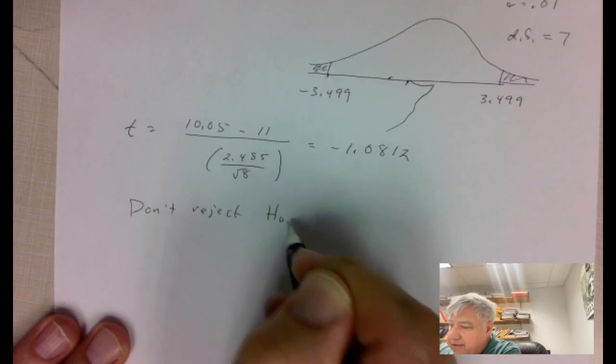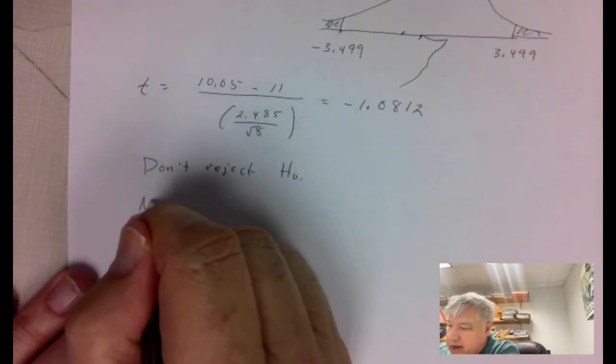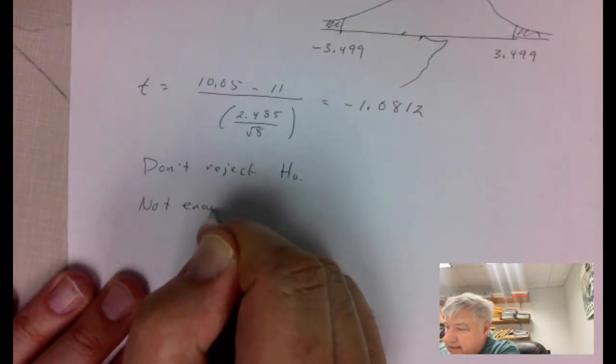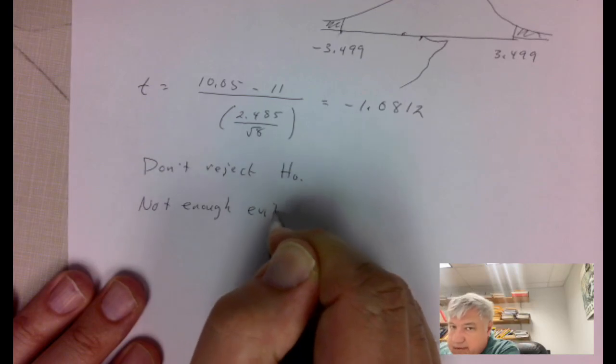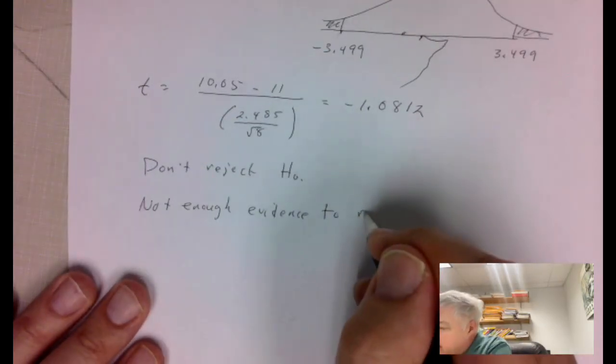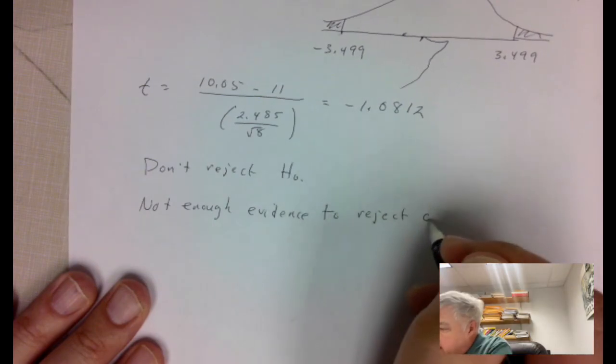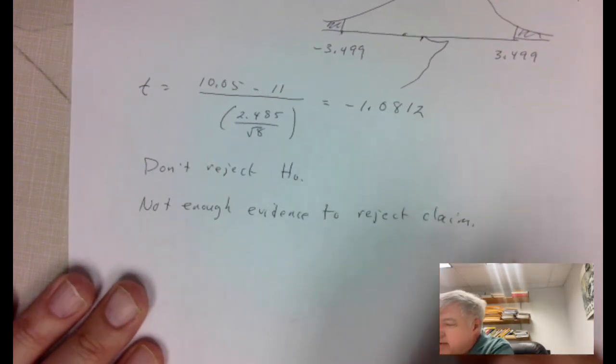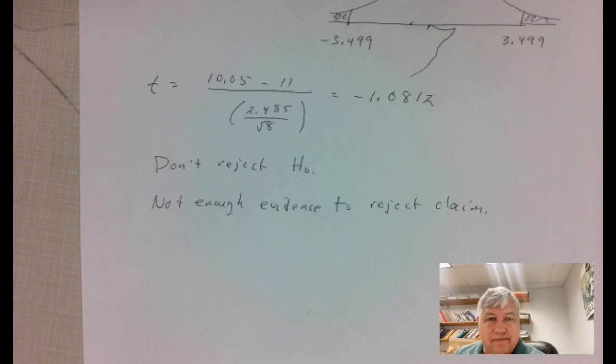so we don't reject the null hypothesis, and so there's not enough evidence to reject the claim, because the claim is the null hypothesis, right? All right. Now, of course, if we had a different level of significance, we might have a different result. But according to this, we can't reject the claim.